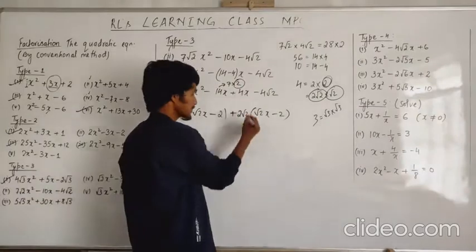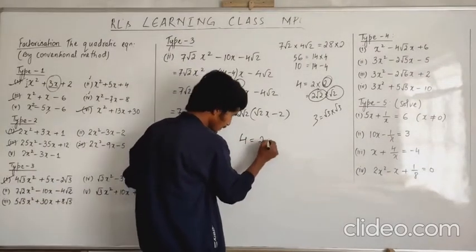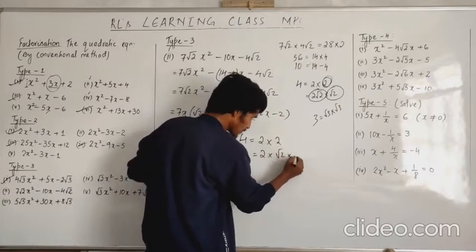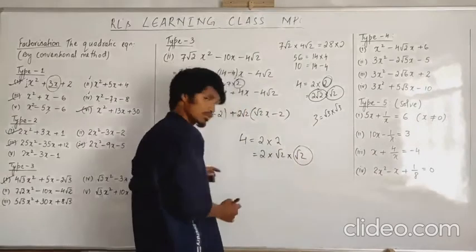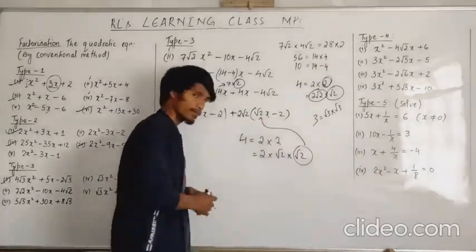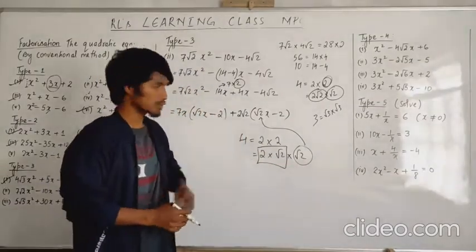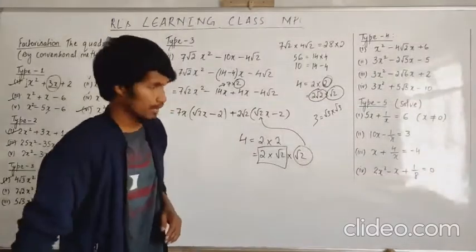Look again. Now this 4, I can write 2 into 2. But this 2 I can write root 2 into root 2. But this root 2 is already here. Then what is left is 2 root 2. Now 2 root 2 are the commons.